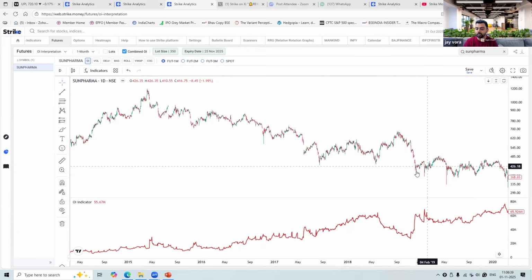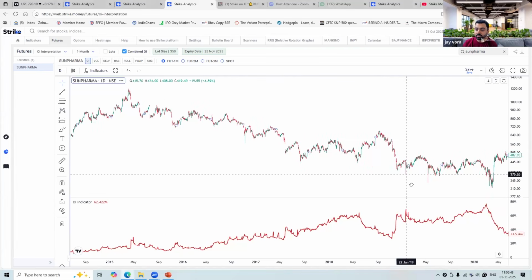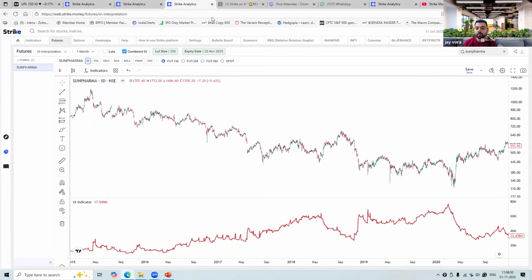But ultimately this COVID thing happened, and in fact, prior to COVID there were other issues related to corporate governance and all those things. And see what ended up happening. There was further a decline, then a sideways correction, and again a decline.